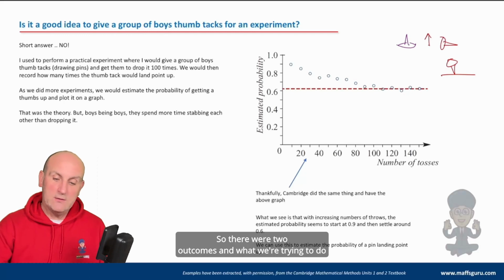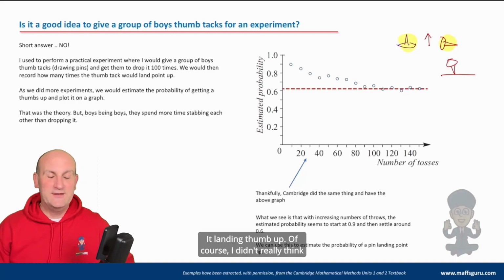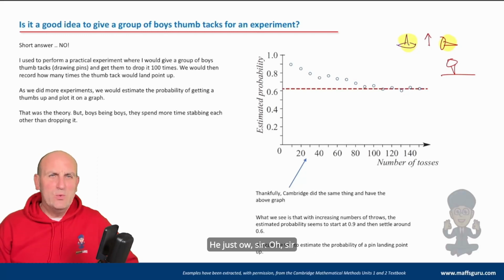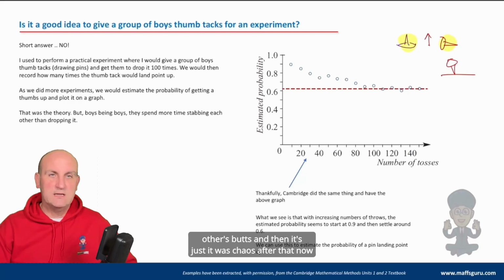So there were two outcomes, and what we're trying to do is work out, well, what is the probability of it landing thumb up? Of course, I didn't really think too much about this until I heard a chorus of, "Ow, sir, he just stabbed me." And then, of course, boys put them under each other's butts, and then it was chaos after that.